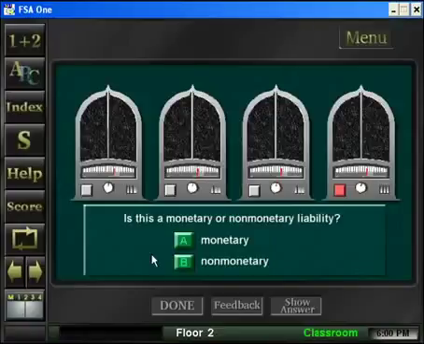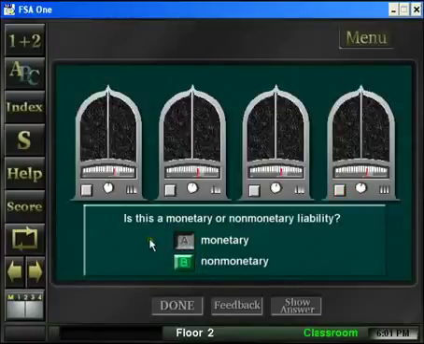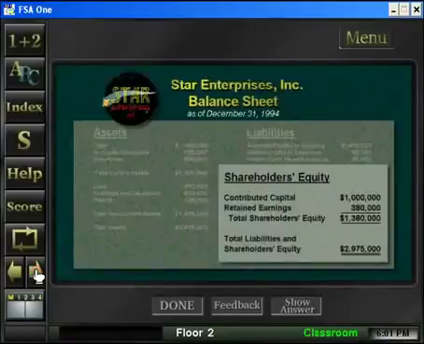Star Enterprises receives $20 million from a customer for the next delivery of products and services in Eastern Europe over the next 6 months. Is this a monetary or non-monetary liability? No, this is a non-monetary liability representing goods and services.